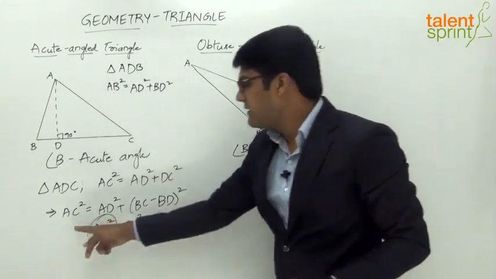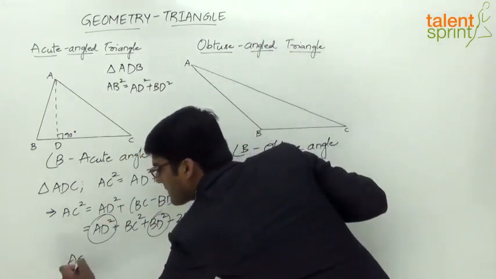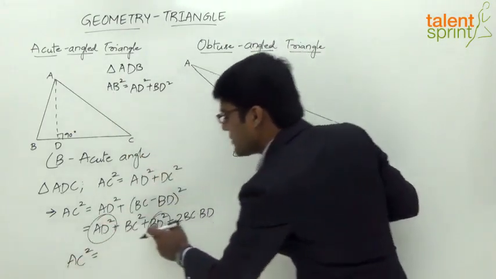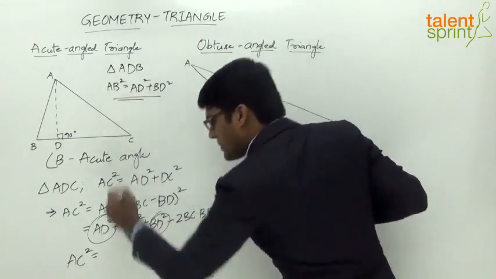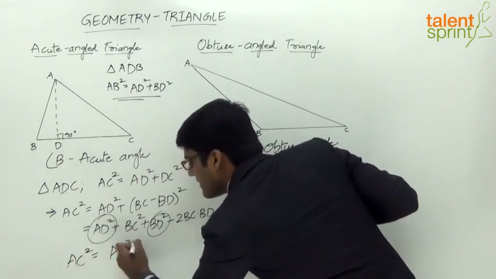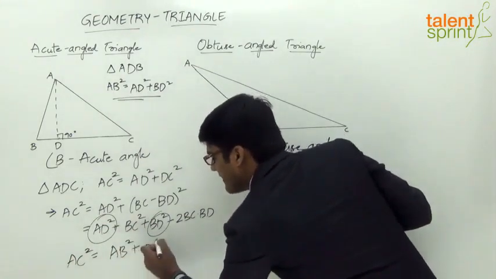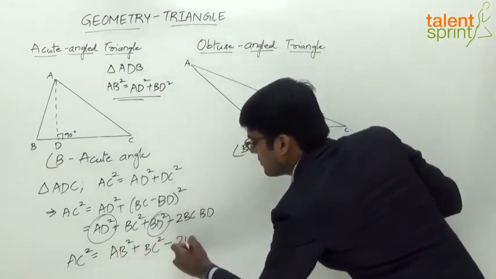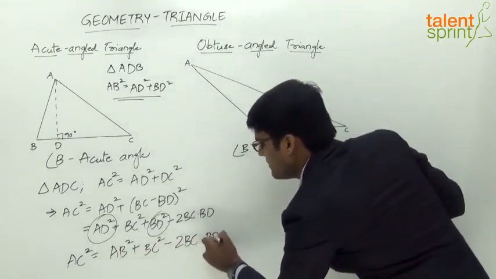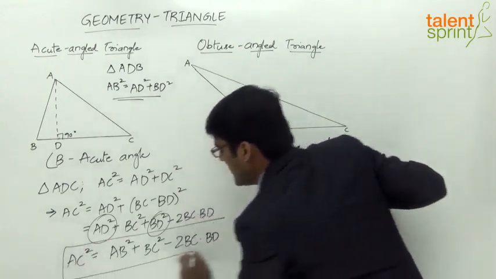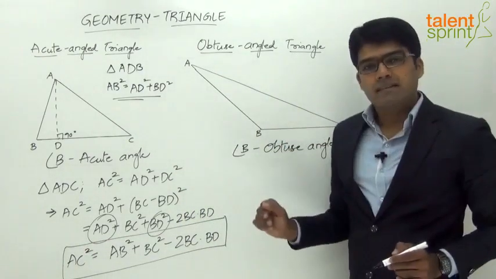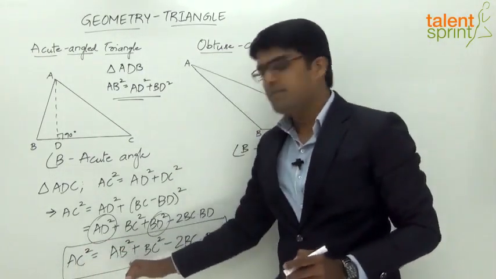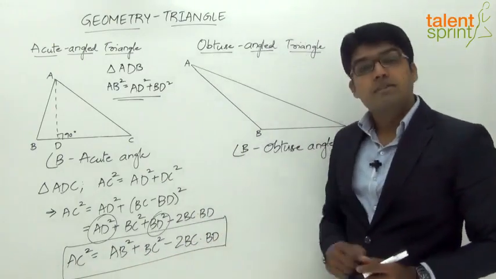Right? So what do we get? Finally AC square will be equal to AD square plus BD square, which is AB square, plus BC square minus 2BC into BD. So this is what we get in case of an acute angle triangle, right? AC square will be equal to AB square plus BC square minus 2BC into BD.